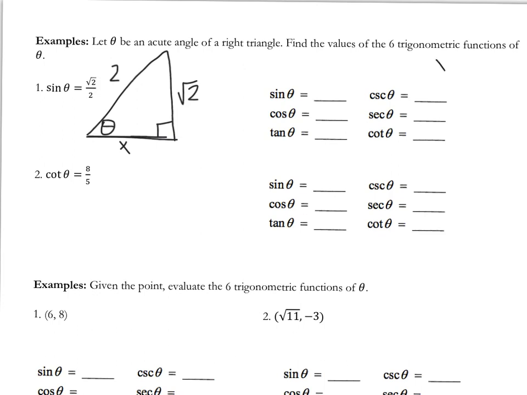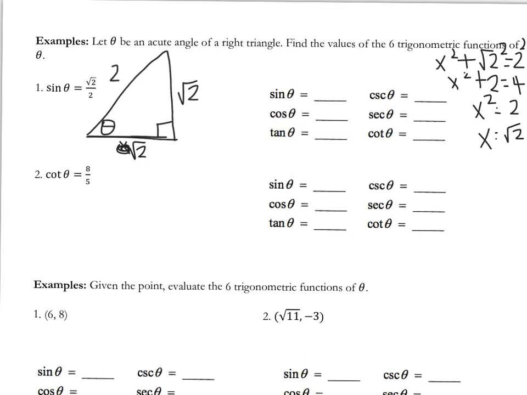So I have x squared plus the square root of 2 squared equals 2 squared. So I have x squared plus 2 equals 4. x squared equals 2. x equals the square root of 2. So I can replace x with the square root of 2. Now I'm good to go ahead and fill out all my ratios.